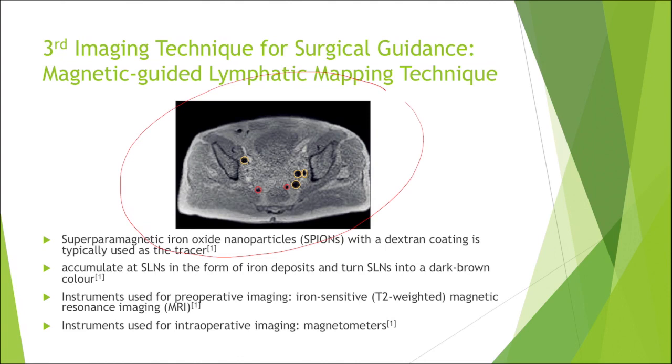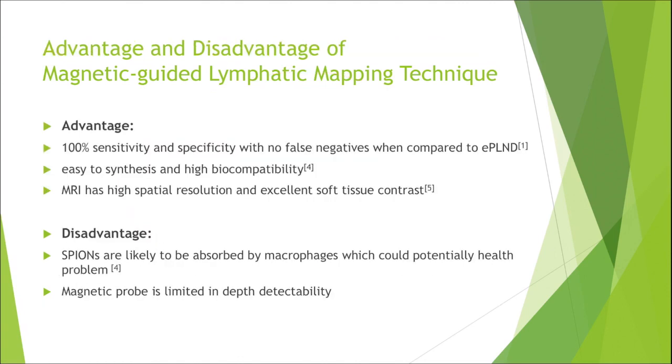In terms of advantages, the magnetic-guided technique has relatively high accuracy in results when compared with EPLND, the conventional procedure that we mentioned before. SPIONs are also easy to synthesize and have high biocompatibility, which reduces potential morbidity of the patients. MRI also has high spatial resolution and excellent soft tissue contrast, which makes it suitable for detecting both micro and macro metastases.